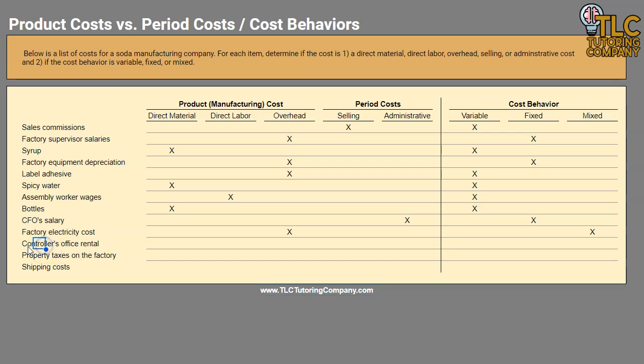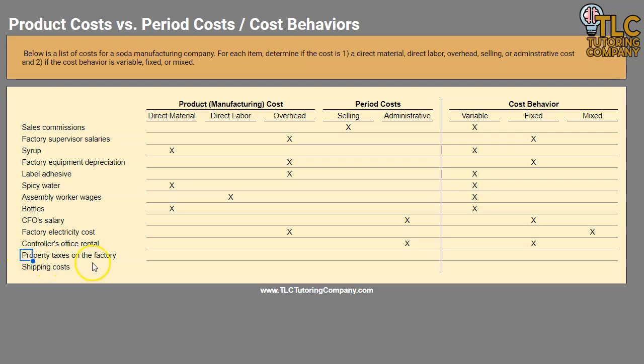What about the controller's office rental? So the controller, high-level accountant, they have an office and it's a rental. So this is not related to the factory. This is not related to the manufacturing process. So it is a period cost and it is administrative. And is it variable, fixed, or mixed? That would be fixed.